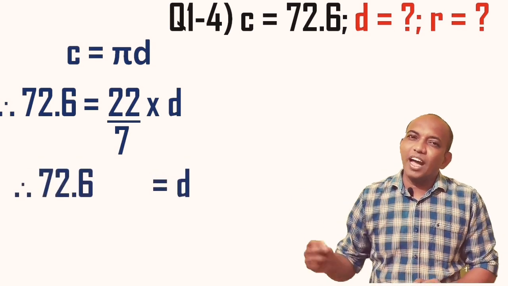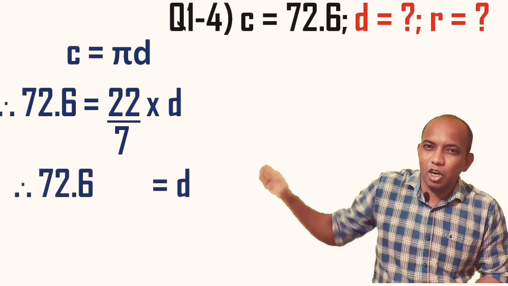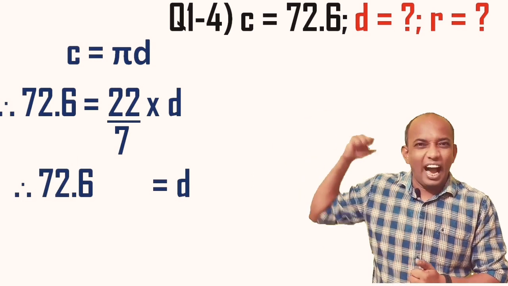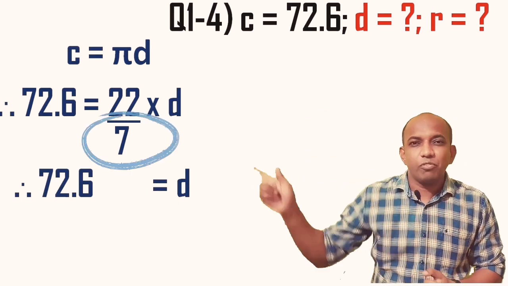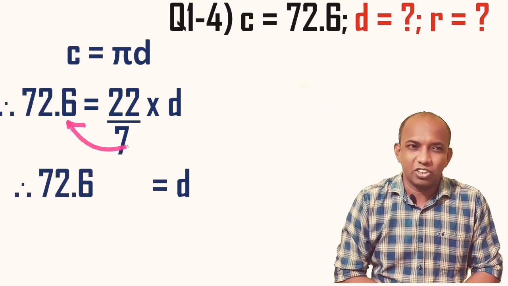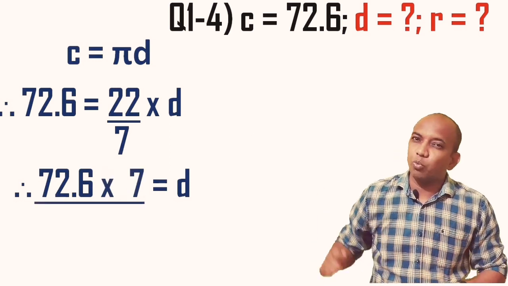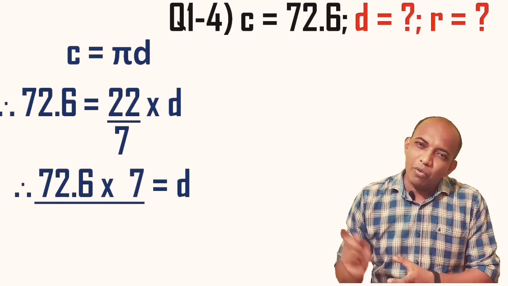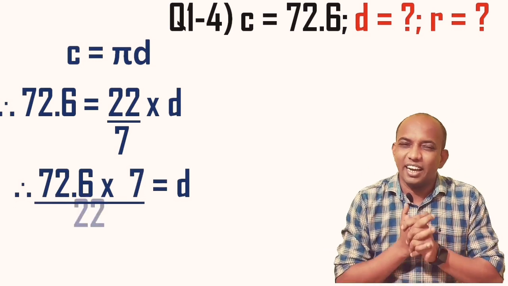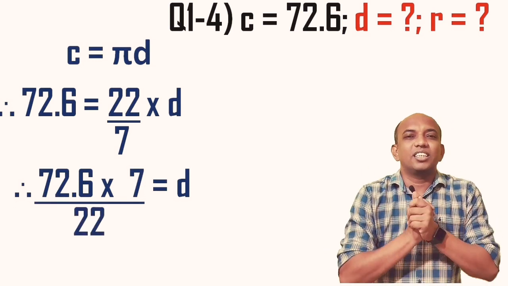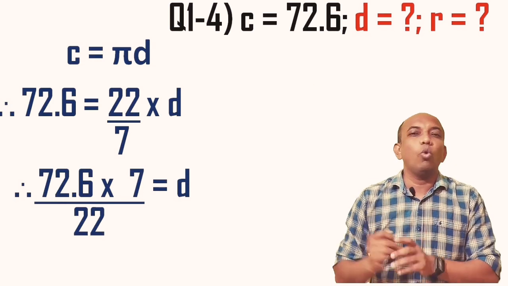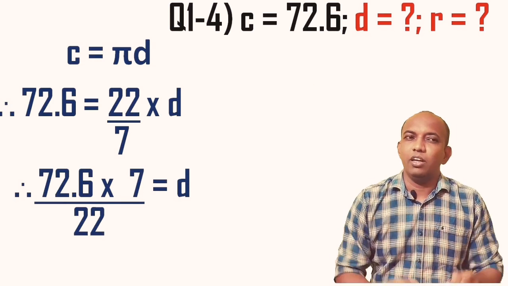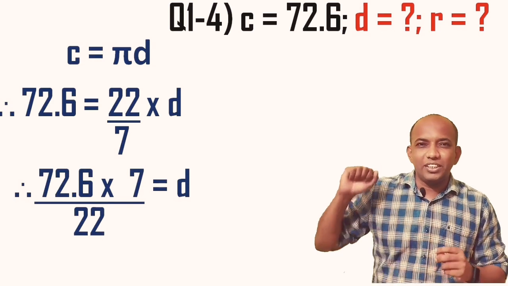After that, that 7 which is there in the denominator on the RHS will be shifted to the other side in multiplication with 72.6, and 22 which is in the numerator will go to the denominator, and as a result we get 72.6 into 7 the whole upon 22 equals diameter. After this, time to do the division, right?